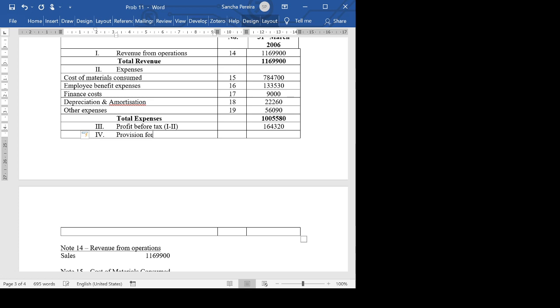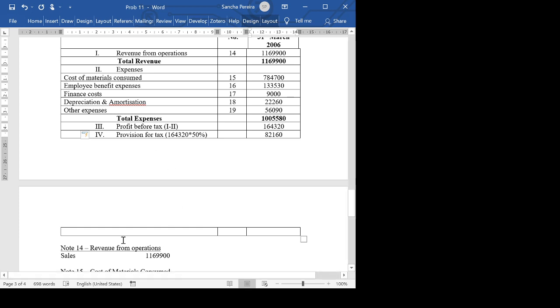Provision for tax will be 164,320 into 50%. That comes to 82,160.